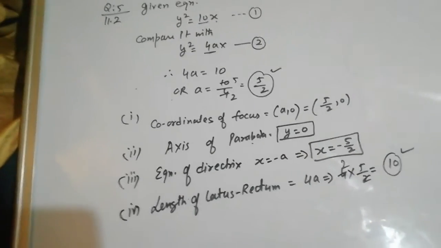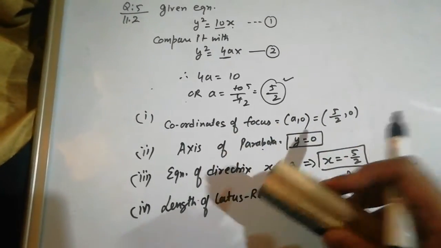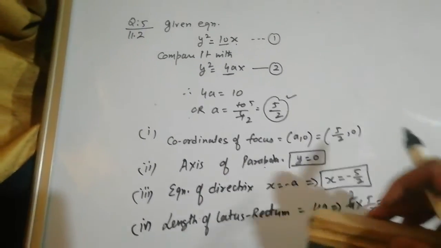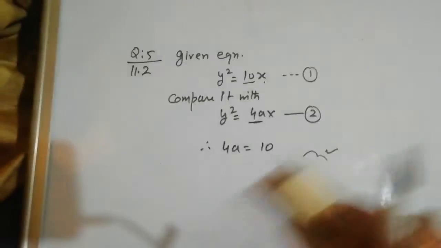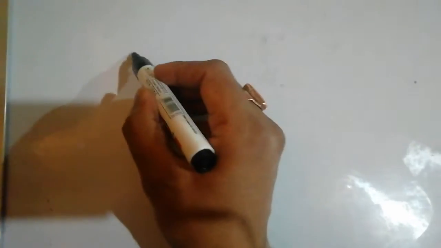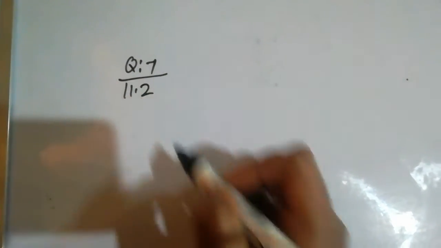Now here I'm explaining one more question. If we have already been given the coordinates, axis, equation of directrix or length of latus rectum, then how do we create the equation of a parabola? So here I'm considering one more example from your book only. Question number 7 of exercise 11.2.